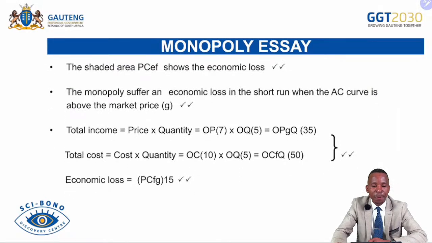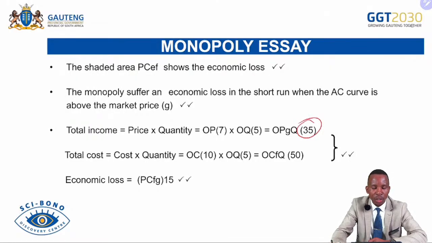The shaded area, which is PCEF, shows economic loss. The monopoly suffers an economic loss in the short run when the average cost curve is above the market price, or is above the average revenues, which is G. Total income or total revenue is equal to price times quantity. Therefore, we substitute OP, which is 7, times OQ, which is 5, equals OPGQ, which is 35.